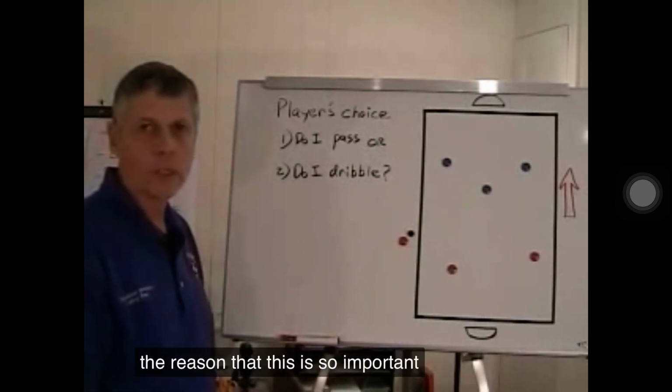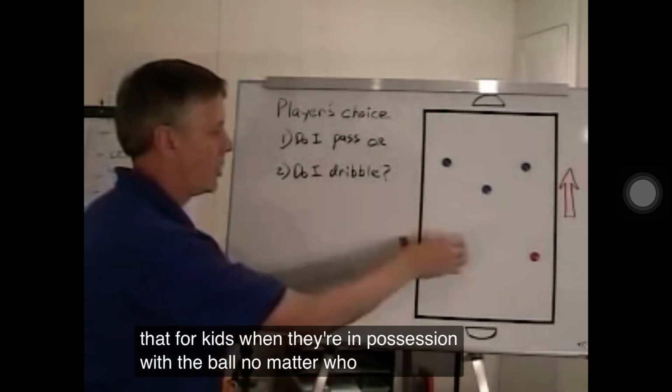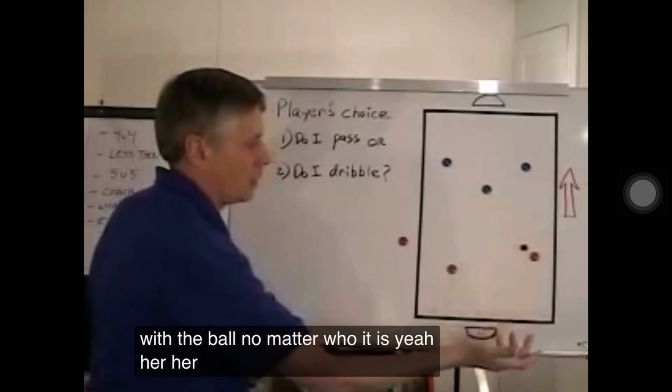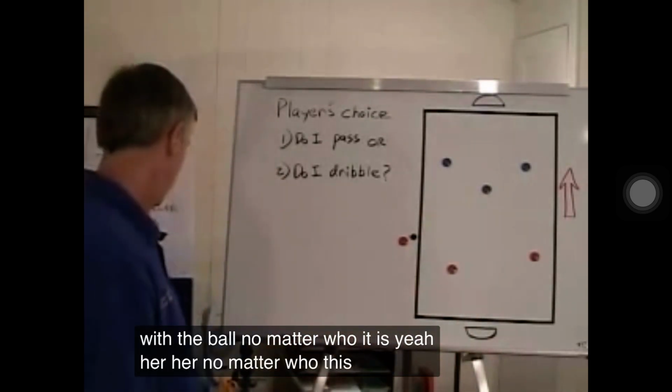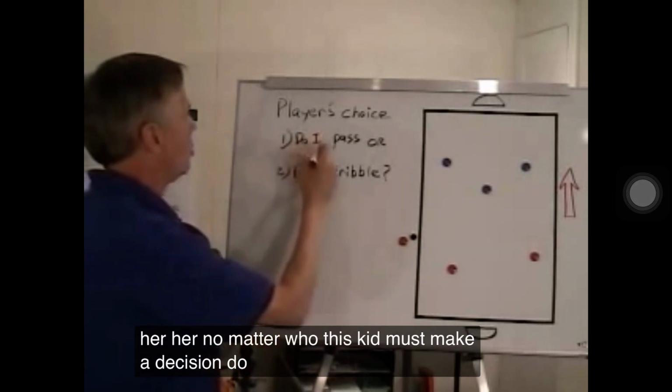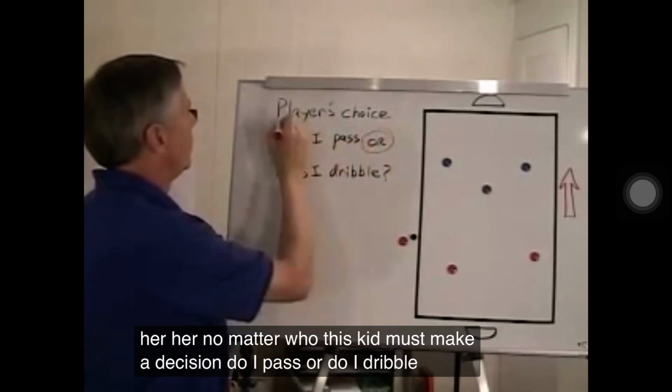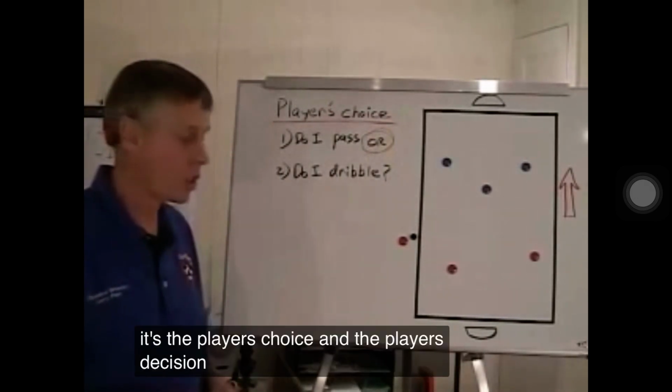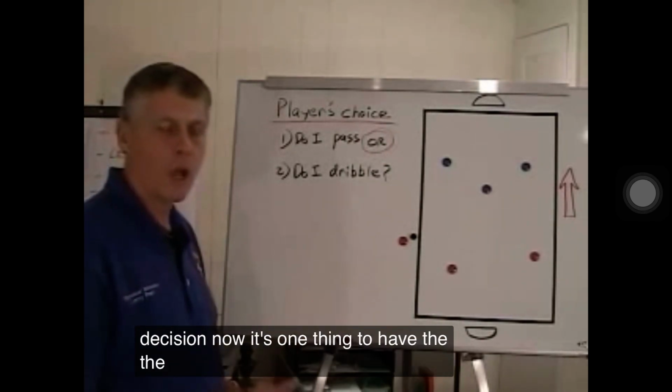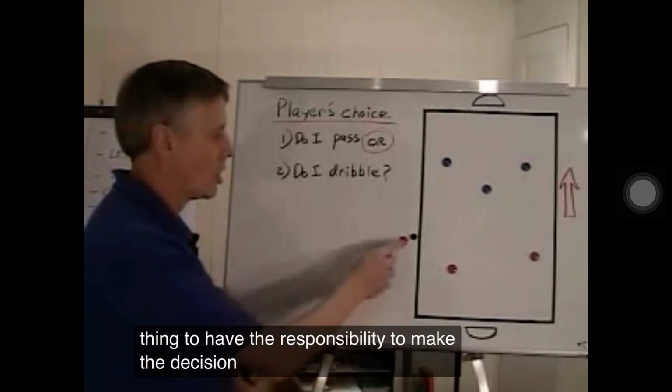The reason that this is so important is that for kids, when they're in possession with the ball, no matter who it is, him, her, no matter who, this kid must make a decision. Do I pass or do I dribble? It's the player's choice and the player's decision. Now, it's one thing to have the responsibility to make the decision, but we need to give them the opportunity.